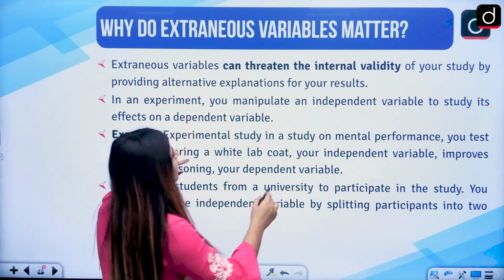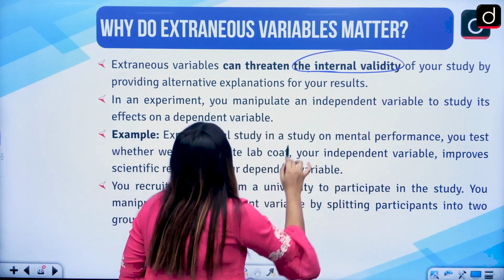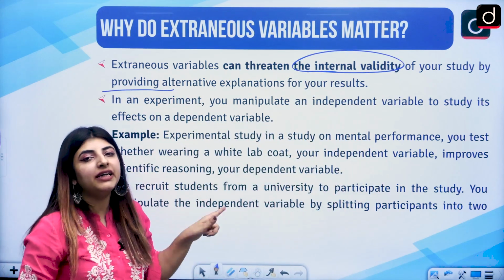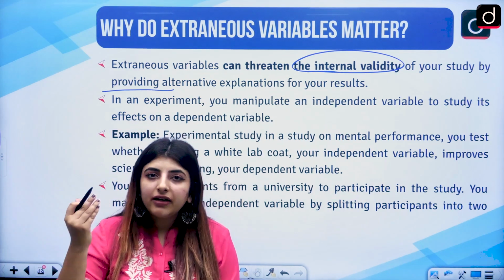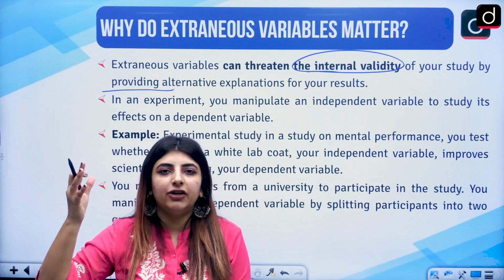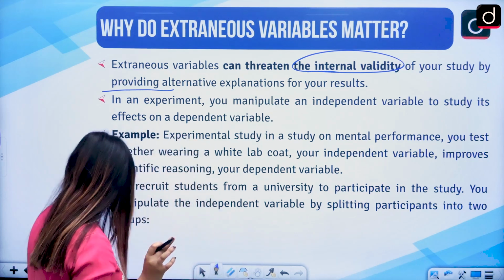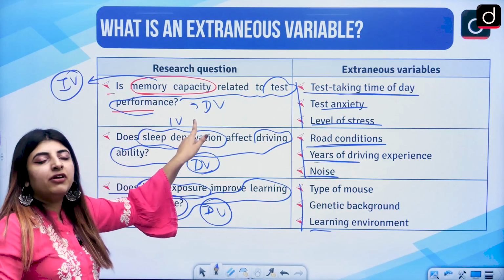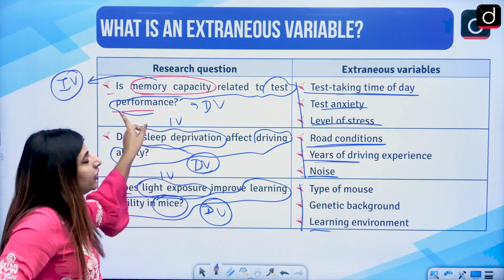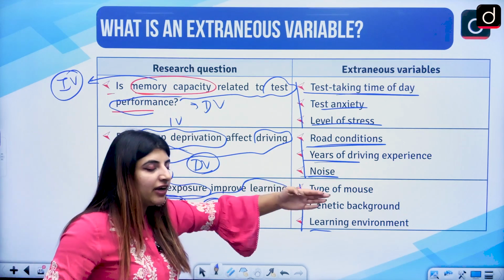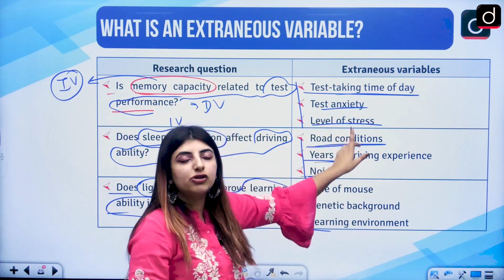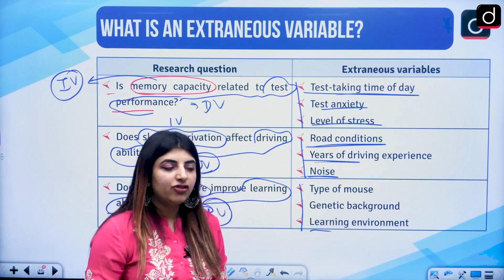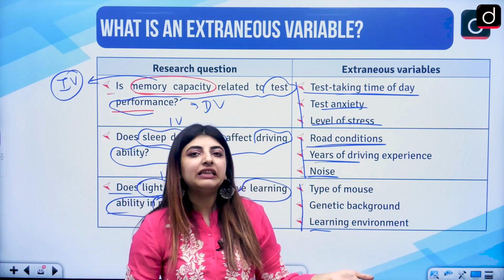They can threaten the internal validity of your study by providing alternative explanations for your results. Because initially you started with one question in mind. You just wanted to see if memory capacity is the one which is related to test performance. But eventually when you were in between your research, you saw that it was also test anxiety which led the students to perform badly in the class.